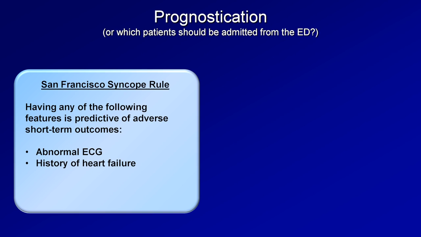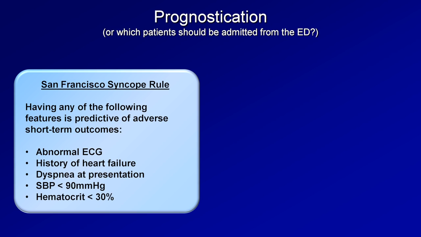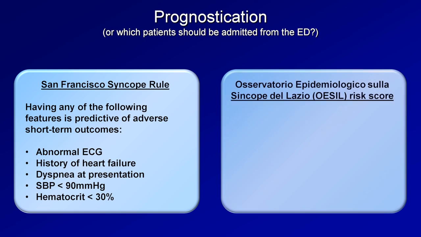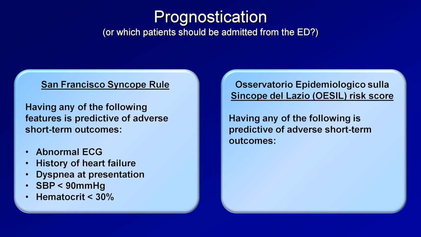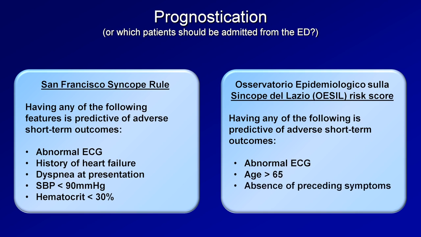A history of heart failure, dyspnea upon ER presentation, a systolic blood pressure under 90, and although it isn't suggestive of a cardiogenic cause specifically, empiric evidence found a hematocrit under 30% was also predictive of poor short-term outcomes. Another prediction rule is the Osservatorio Epidemiologico sulla Syncope del Lazio risk score. With this prediction model, any of the following suggested a high-risk patient: abnormal ECG, age over 65, an absence of preceding symptoms, that is, there was no prodrome, and a history of cardiovascular disease.